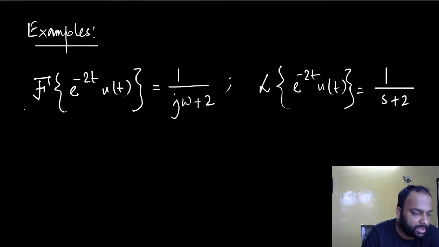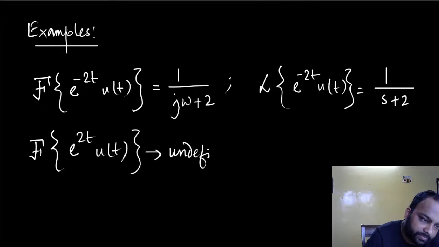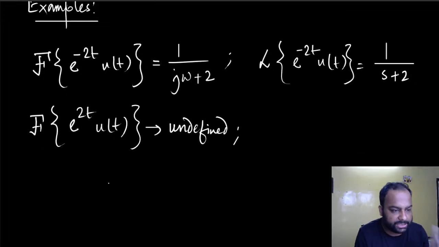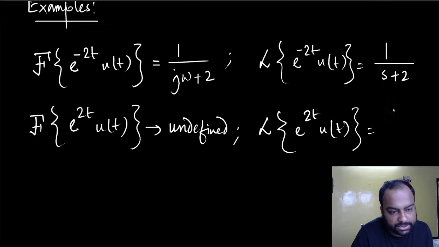All right. Now question, what is the Fourier transform of e to the power positive 2t ut? This one would be undefined, because this signal is not absolutely integrable, and as such this won't have a Fourier transform. And what about the Laplace transform of e to the power 2t ut? The answer is 1 by s minus 2, right?